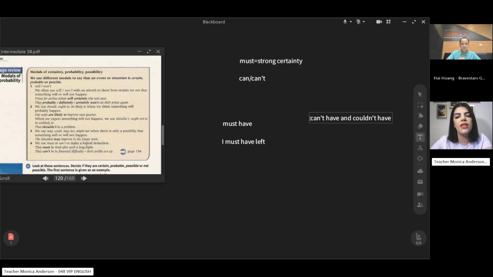So this is about the first group: must, can, can't, and when using have, we have the past form. Do you have any question about this one? This is similar, and we can use couldn't have.